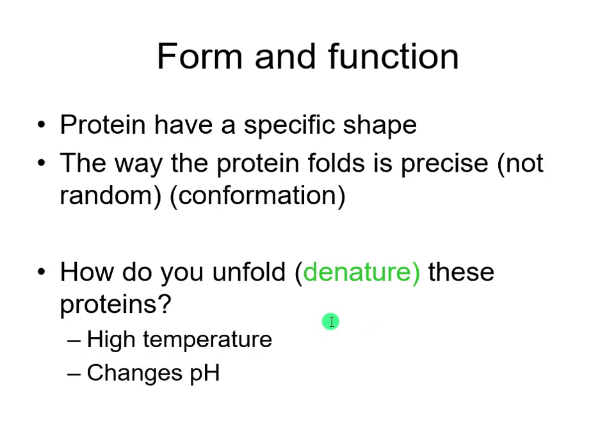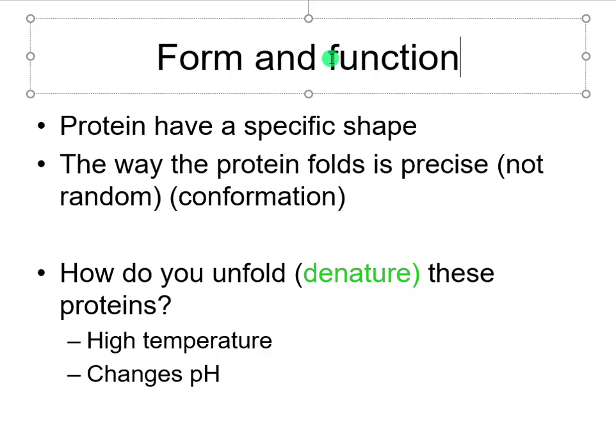And why do you die? You die because various proteins in critical areas of the brain, for example, denature. And once they denature, once you mess up form, you have messed up function. One more time. Once you mess up form and you denature that protein, you've messed up function. And now, again, you die.